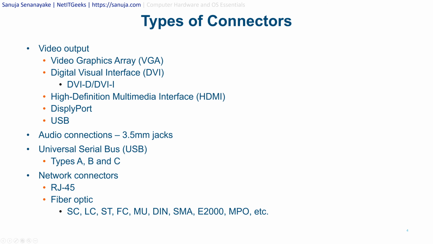When it comes to network connectors, we have RJ45 connectors, which are the metal pin connectors we use, which plug into most computers and servers. Then we have the fiber optic type connectors, which include SC, LC, ST, FC, MU, DIN, etc. So there are multiple different fiber optic connectors.